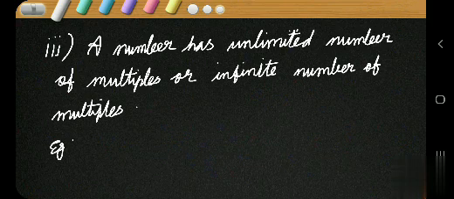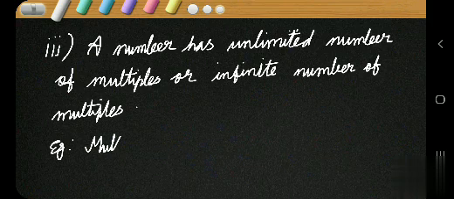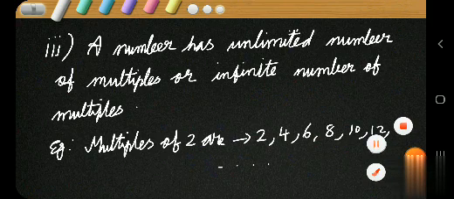Example: multiples of 2. Which are the multiples of 2? Yes, 2, 4, 6, 8, 10, 12, etc. It goes on like this. Can we find the last multiple of 2? No, it goes on like this, isn't it?